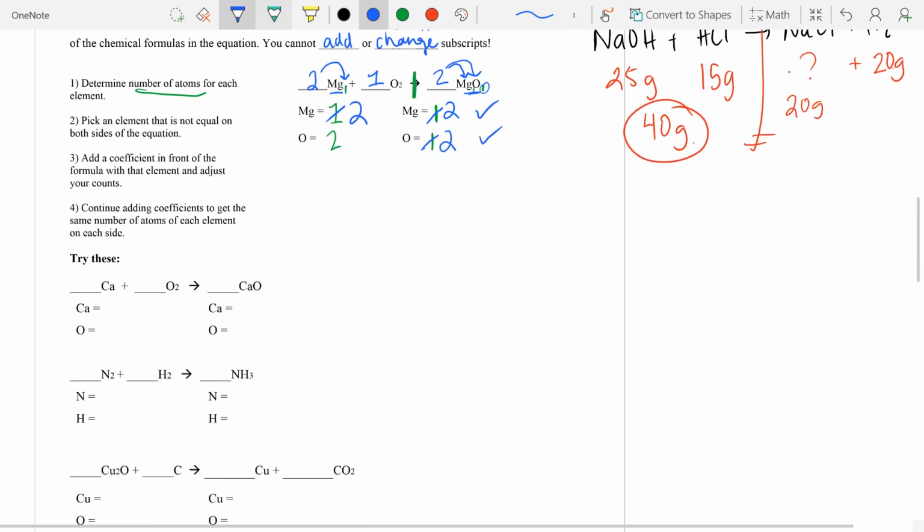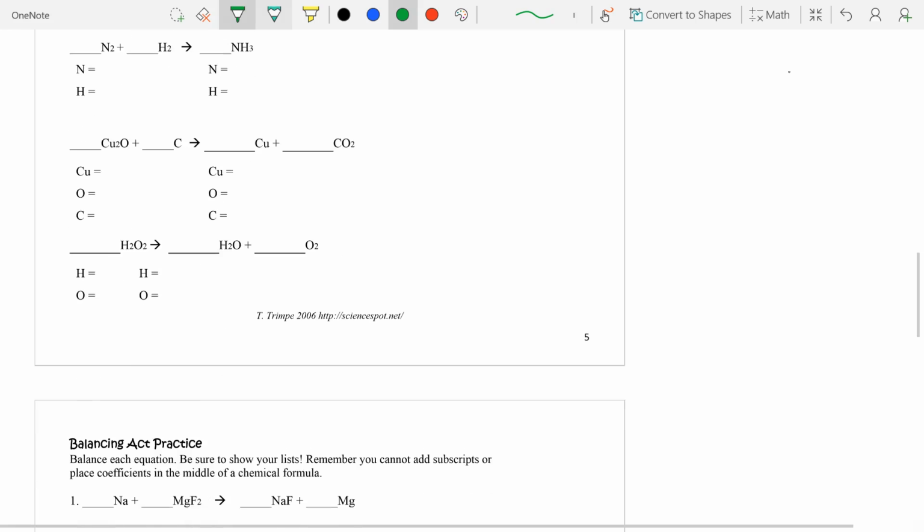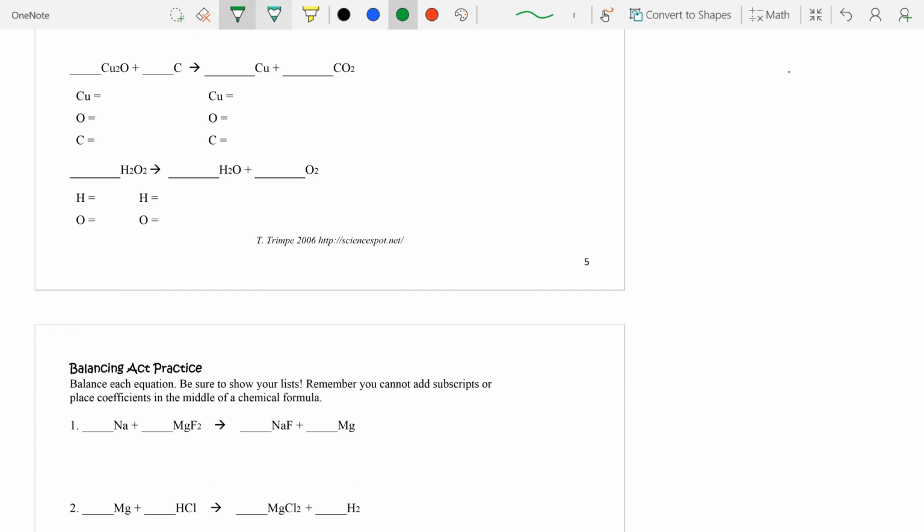Okay, so let's go down to some of these. Let's work with this last one here. Okay, this is hydrogen peroxide. We're gonna do this one. Hydrogen peroxide, when it decomposes, produces water and oxygen gas.